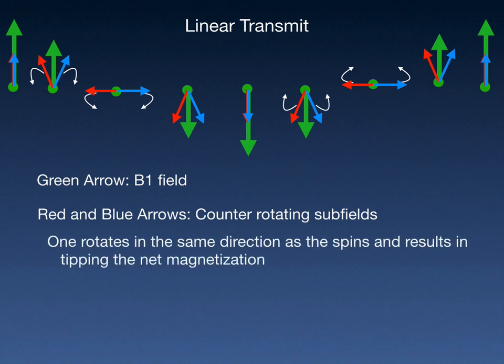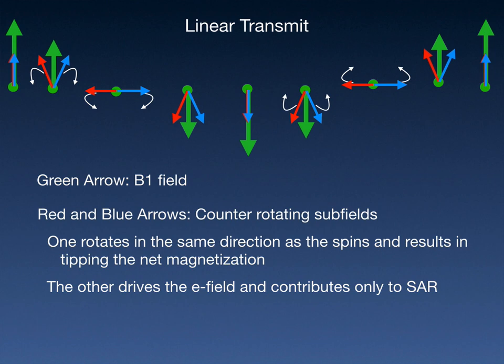Now, one of these subfields will rotate in the same direction and frequency as the spins undergoing NMR. The other subfield is going to rotate in the opposite direction and frequency. Only the positive rotating subfield is effective at inducing net nuclear transitions from the low energy state to the high energy state, and therefore tipping the tissue's net magnetization into the transverse plane for sampling. The other subfield, the negative rotating subfield, is ineffective for MR imaging and serves only to drive the E field and results in unwanted thermal energy being deposited into the tissue.